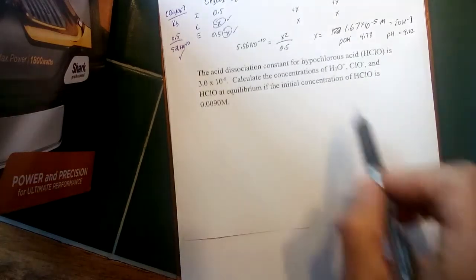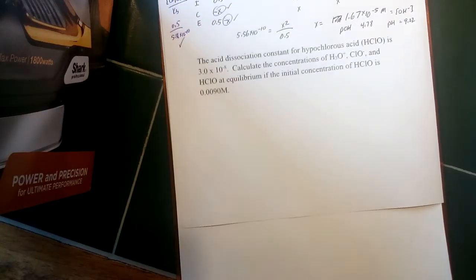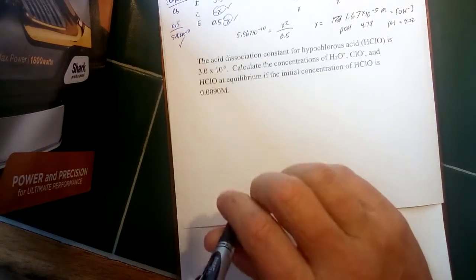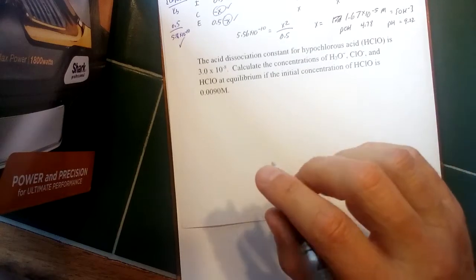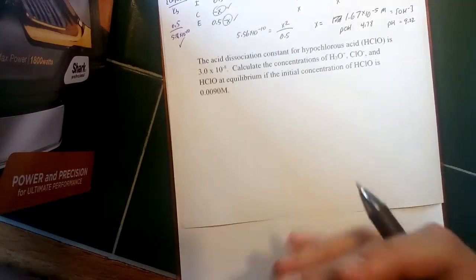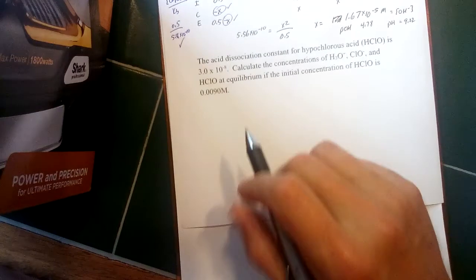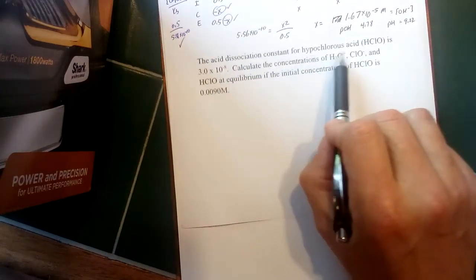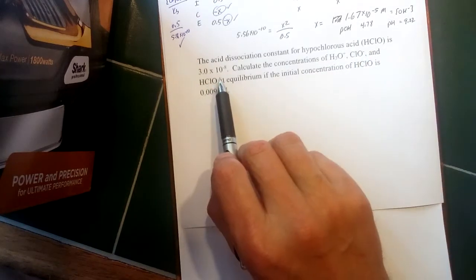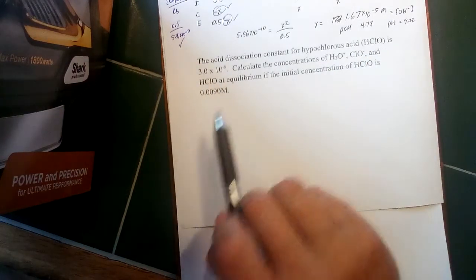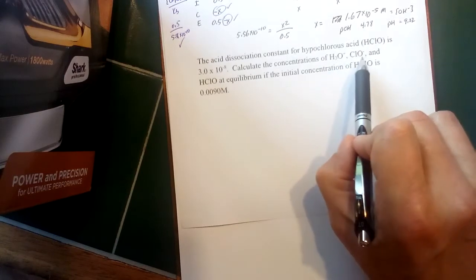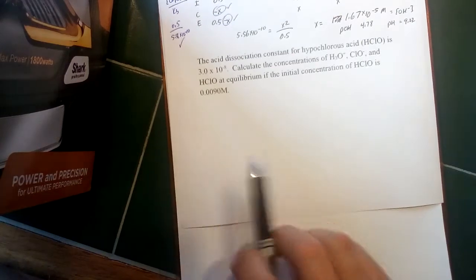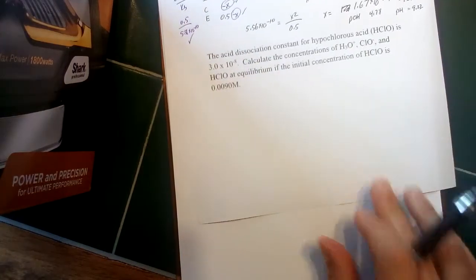Okay, one more example problem here on the page, right? And we've kind of gone through all the material in this chapter. There is another chapter of equilibrium coming up, but we've pretty much seen it all. So the last few here are just going to be some additional practice problems. So hypochlorous acid, HClO, we're given the Ka, acid dissociation constant. We want to calculate hydronium ion, hypochlorite, and hypochlorous acid concentrations at equilibrium given a certain initial concentration.